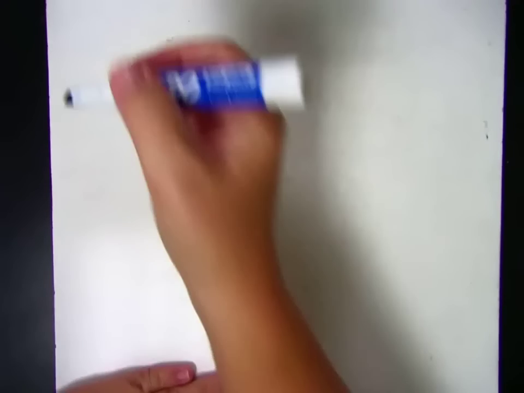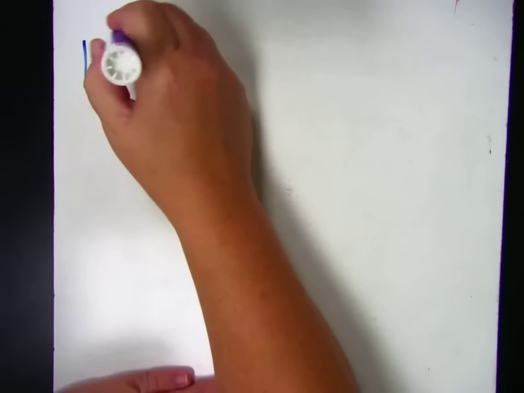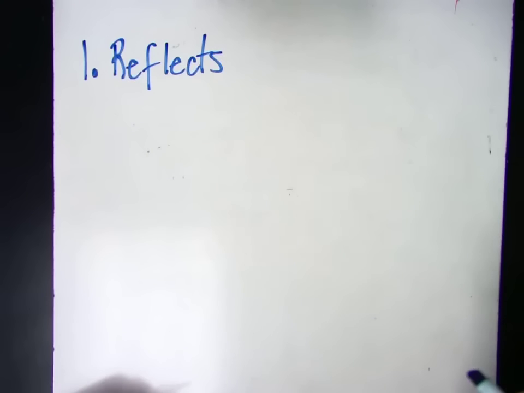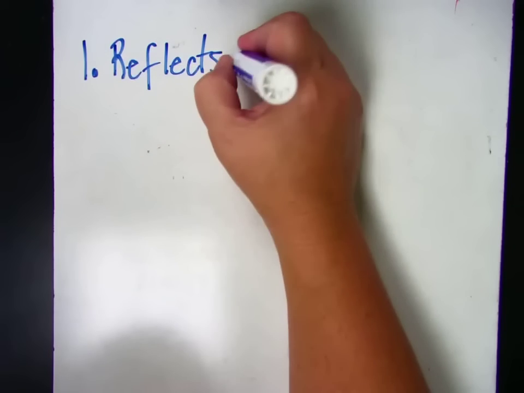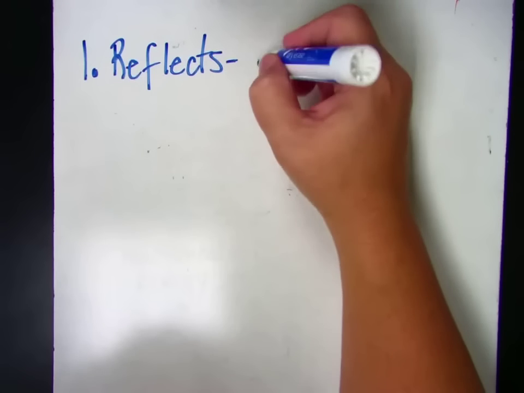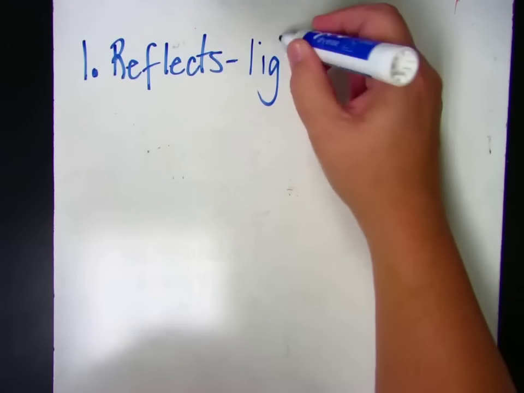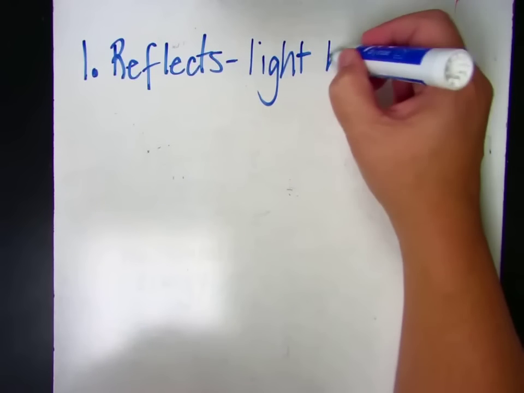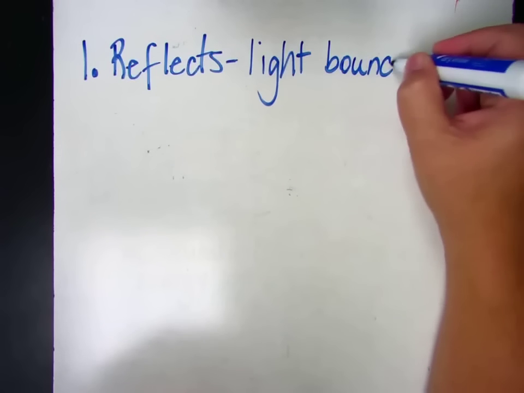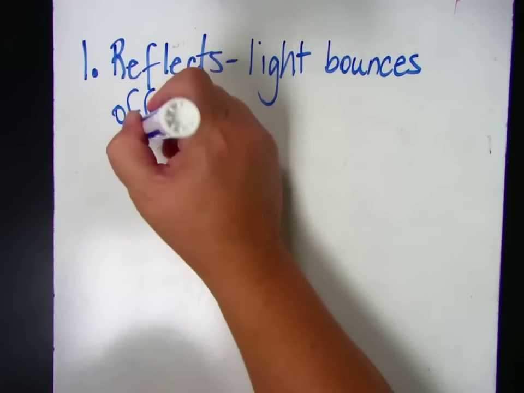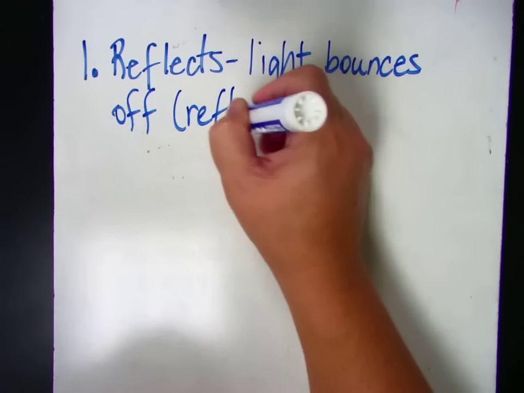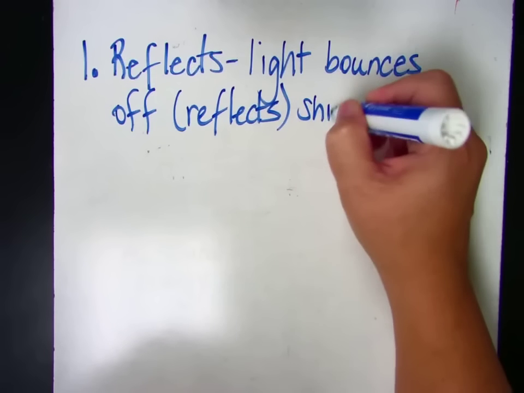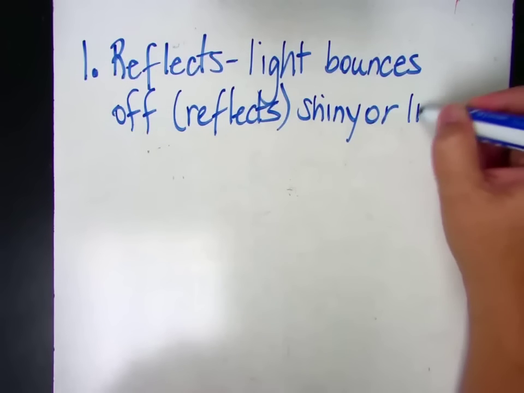Okay, the first way that light behaves is that it reflects. And light reflects by bouncing off of objects. And the types of things that light reflects from are shiny surfaces and light-colored surfaces. Okay, so light bounces off. That's what reflects is. Reflects, bounces off shiny or light-colored surfaces.